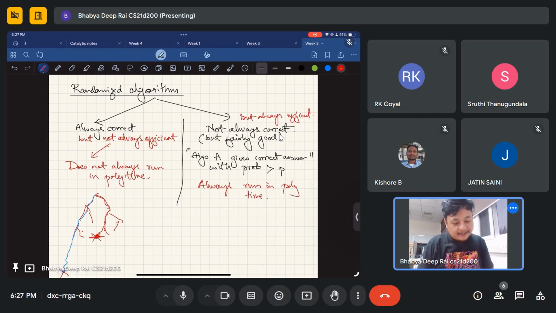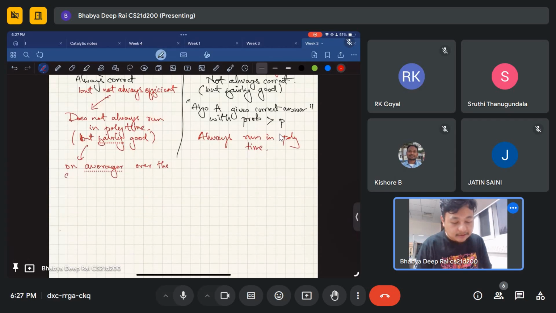Okay. Does not always run in poly time, but if it always runs in exponential time, then what's the use? So we say that it again is not always correct, but fairly good. But we are saying it does not always run in polynomial time, but fairly good. Now, what does fairly good mean? On average, over the choice of random bits, it runs in polynomial time.